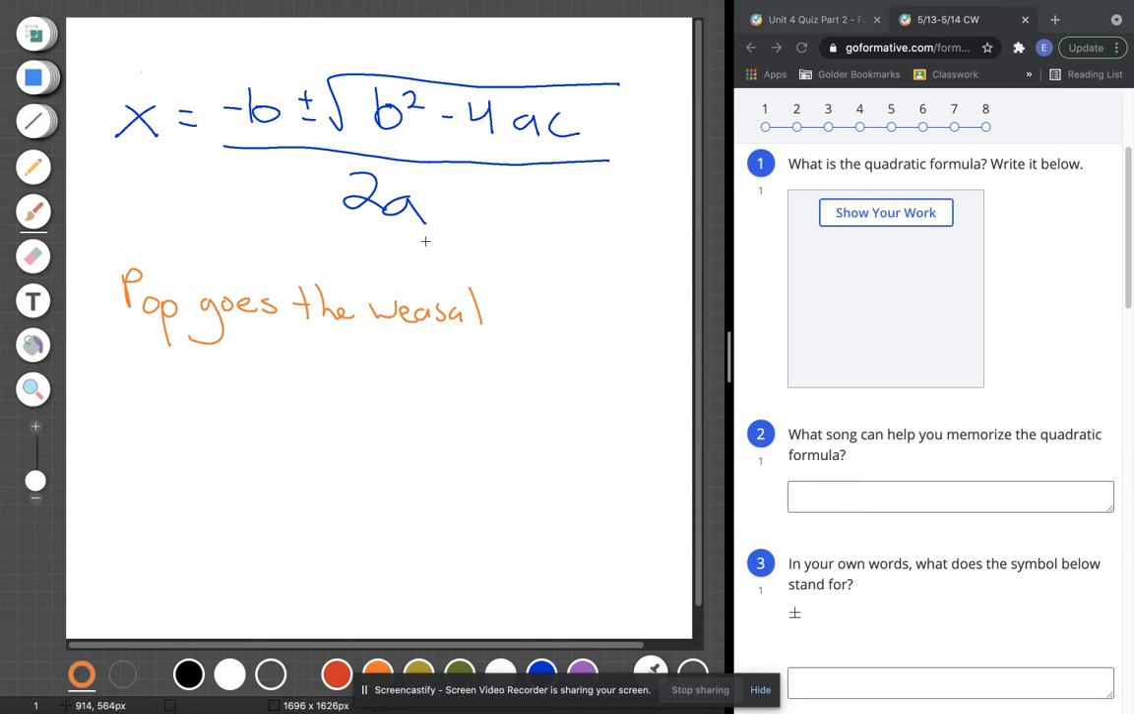Sorry for the pitchiness. But anyway, so that can help you memorize it. There's another song. I don't really like it as much. We're just going to stick with the Pop Goes the Weasel song.